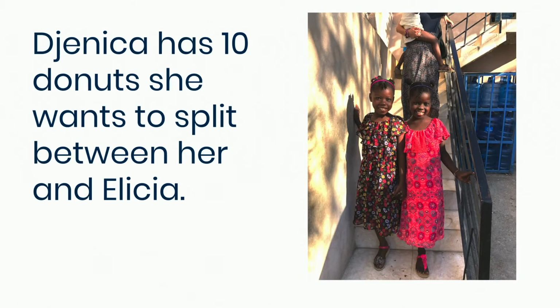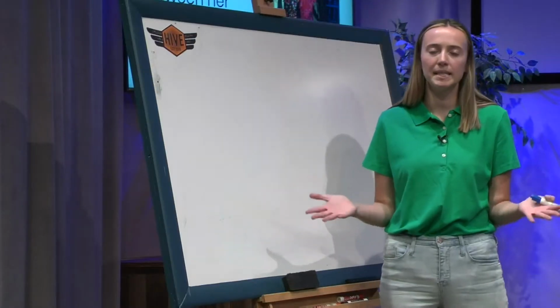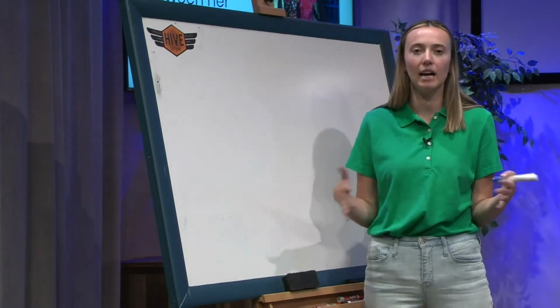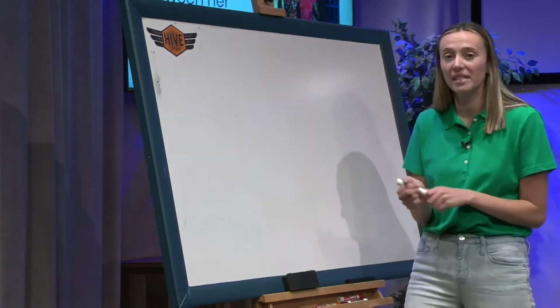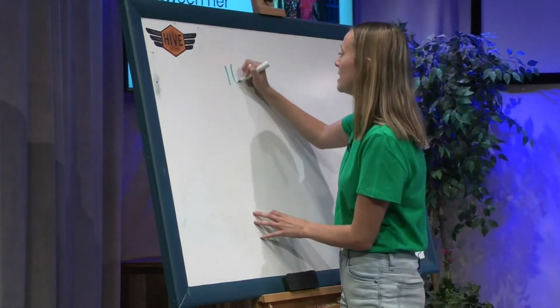So I have a friend named Jenica, and Jenica has 10 donuts. And she wants to share these donuts with Alicia. She wants to split them equally with Alicia. So she has these donuts and she wants to split them equally. Okay, so let's write this down so we have a better idea of what is going on. So we have 10 donuts. So I'm going to write 10 donuts.